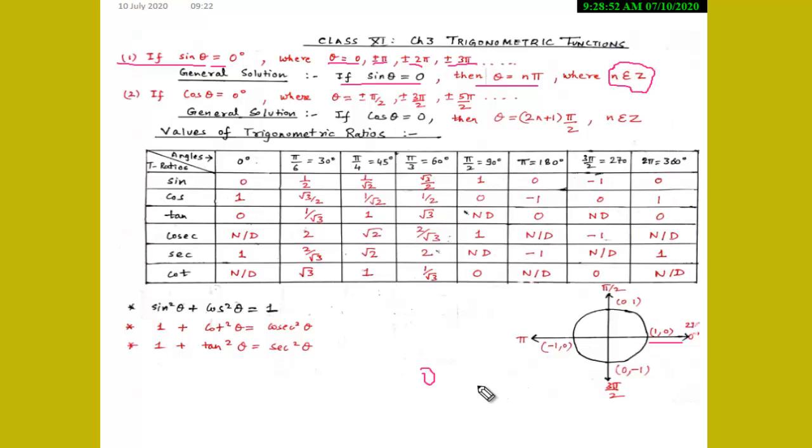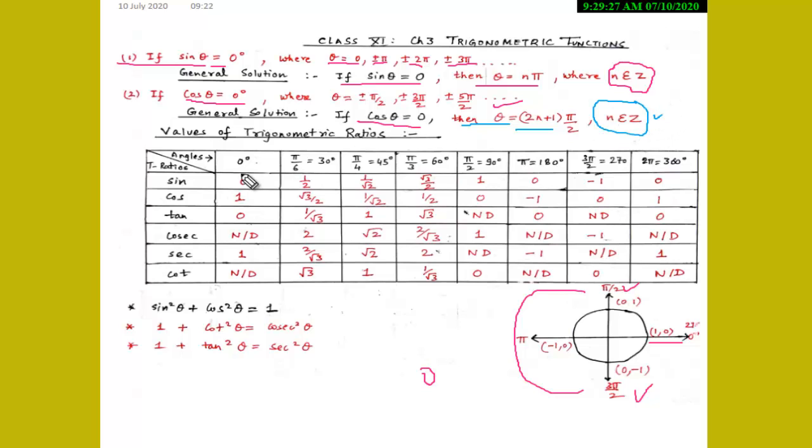Now, if cos theta is equal to 0, we know that the cos function becomes 0 at 90 degrees and then 270 degrees. In radian, we can write it as theta is equal to plus minus pi by 2, then plus minus 3 pi by 2, and then plus minus 5 pi by 2. At all these values, the cos function is always 0. So students, the general solution when cos theta is equal to 0 is theta is equal to (2n plus 1) into pi by 2, where n belongs to integers.